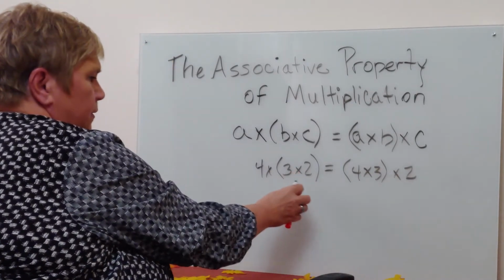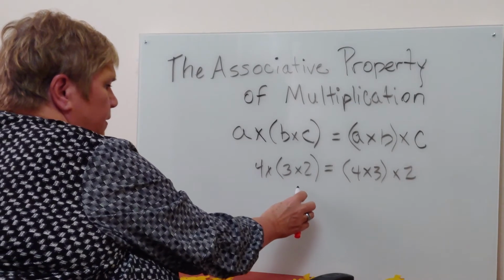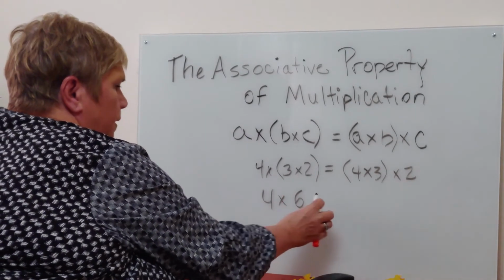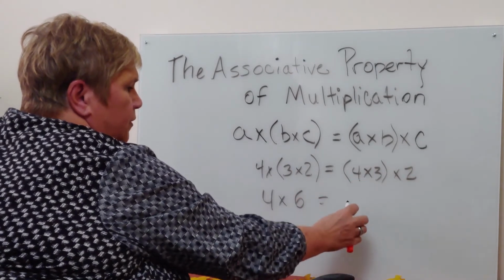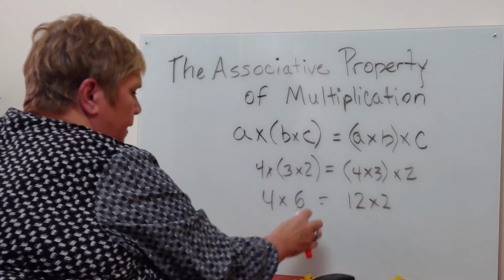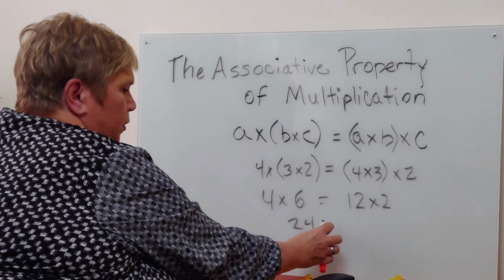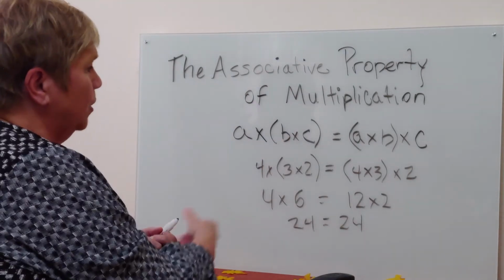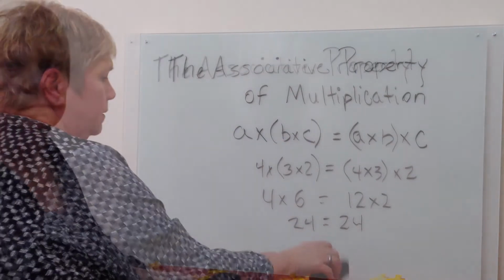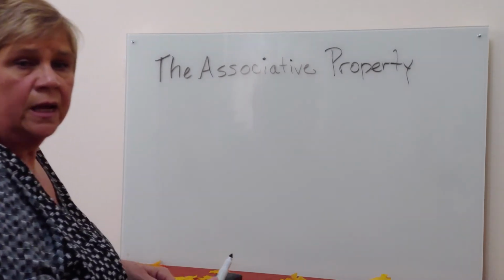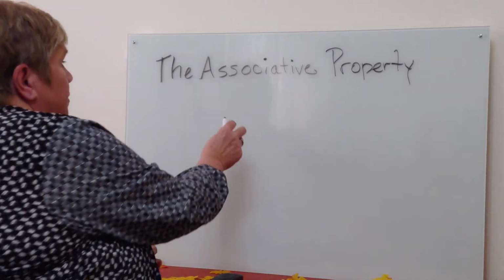If I multiply these 2 together first, I have 6 times 4. If I multiply these 2 together first, I have 12 times 2, and they both come out to 24 equals 24. So it's easy to see, it doesn't matter which order that you multiply the numbers in. Again, keep in mind that the associative property does not hold true for subtraction or division.